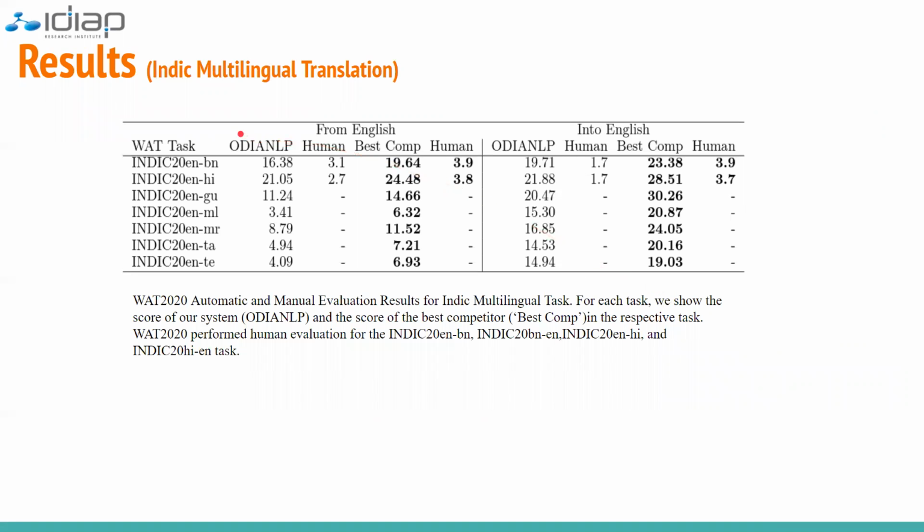And for the Indic multilingual task, these are the results which we obtained without using any additional resource. This is our result for English to Bengali and from Bengali to English. We have also mentioned the human evaluation result obtained from WAT 2020. Although we didn't get the very best result, we could get good results without using any additional resource.